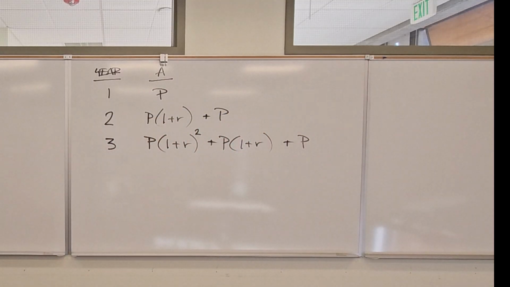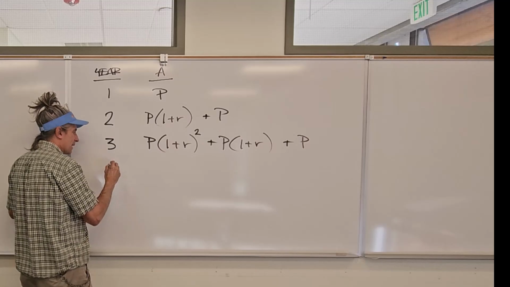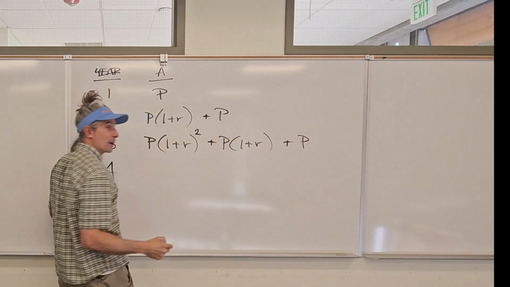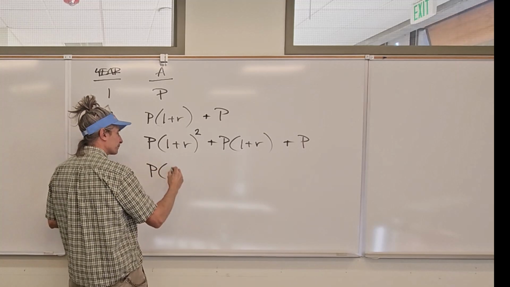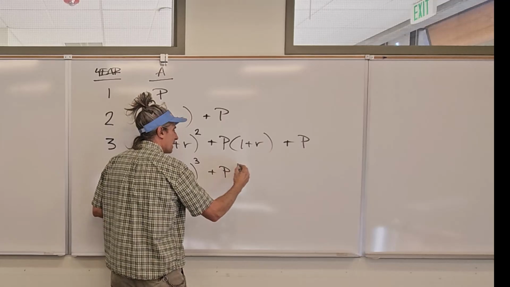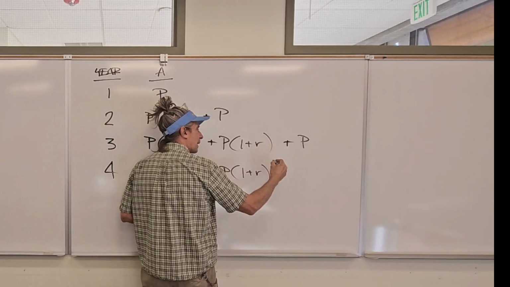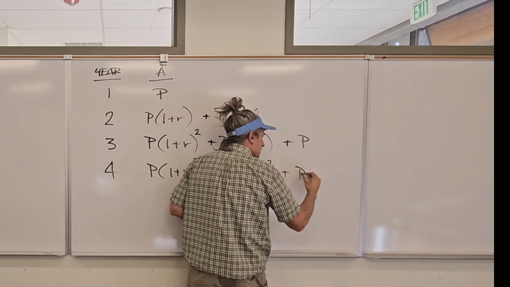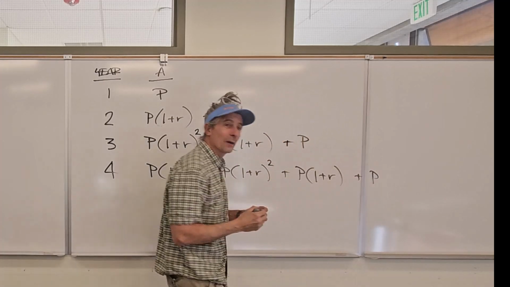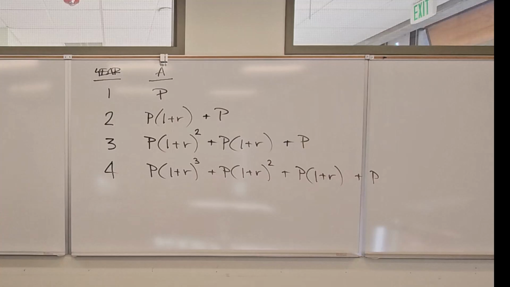Now take a look at that. Hopefully you're starting to see there's some really cool stuff happening here. Let's go out to year 4. Maybe you haven't seen it yet, that's okay. Year 4, piece by piece. Each of these is going to pick up an interest. This is going to be 1 plus r cubed. This one is going to be 1 plus r squared. This one gets his first interest payment. And then once again, we've got that P on the end. Hopefully you're seeing it now.